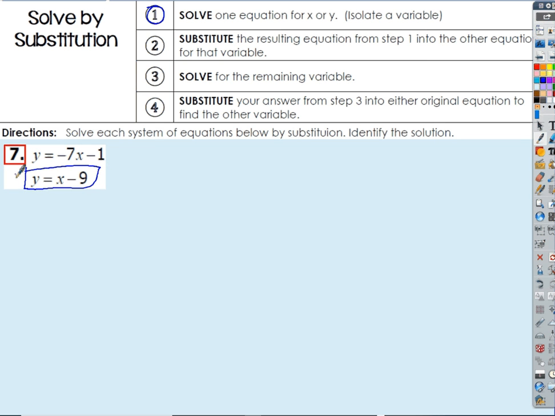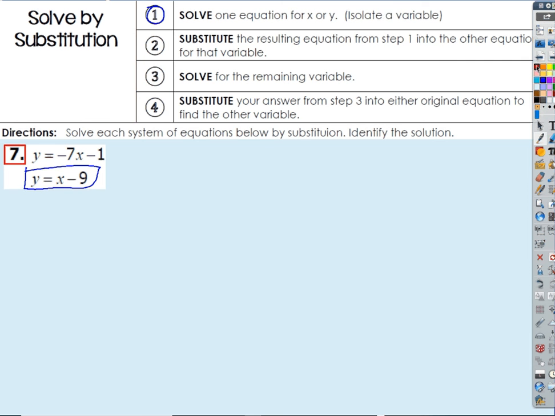Something I want you to do, and make a note of this, because this is important. When you solve for one of the variables in step 1, always put a box around the answer that you get, because you're going to go back to that later on when you have to plug in a value to find the other variable. So it makes it easy to find if you put a box around it. So we solve one equation. In this case, we solve an equation for y. It's already done for us.